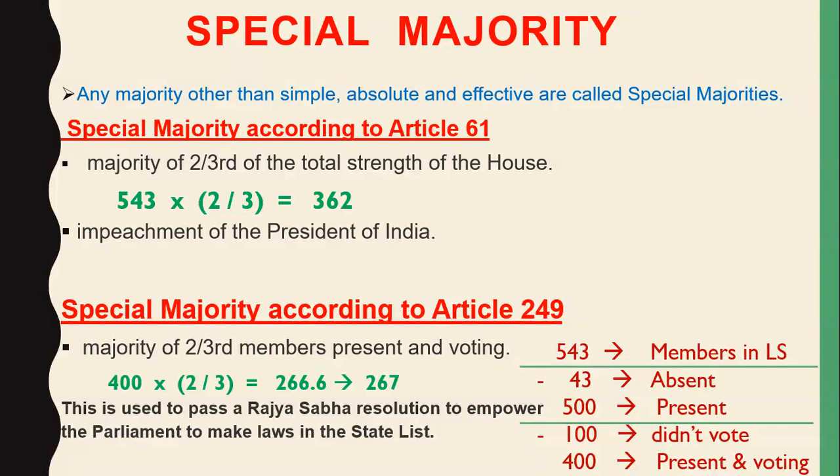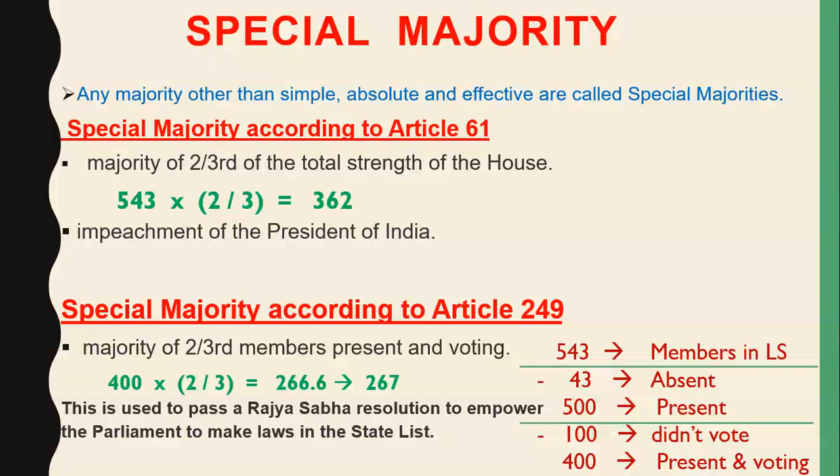Now on the voting day, 43 members were absent. Means 43 members did not come. So how many members were present? Only 500 members were present. Now out of these 500 members, 100 members did not vote. Means they decided that we will not vote.